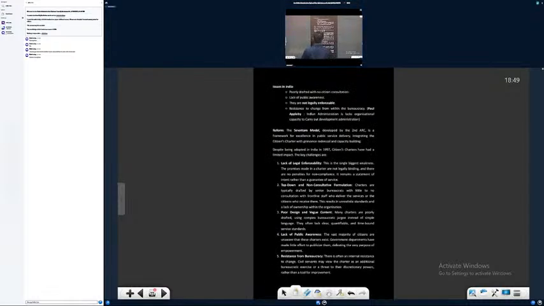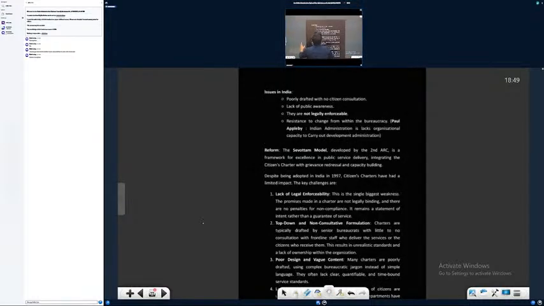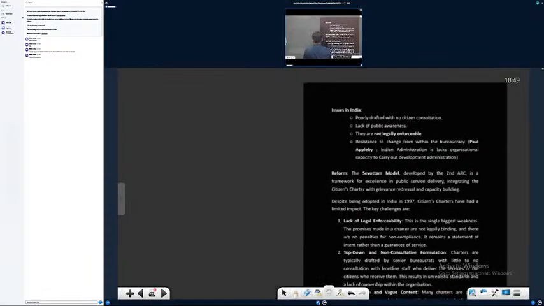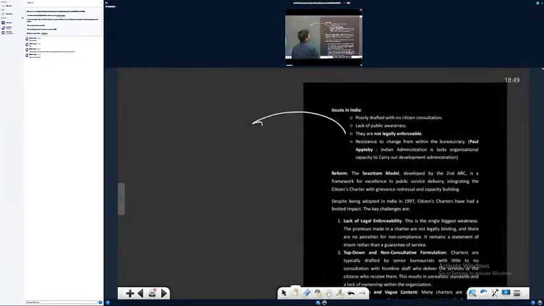Now, the problems with the citizen charter in India are, first, it is very poorly drafted. The government or the department writes anything, and it is pasted. Citizens don't know about it. Even government officials don't know about it. It's just written there just to tick a box. Okay, we have done this. There is no public awareness.